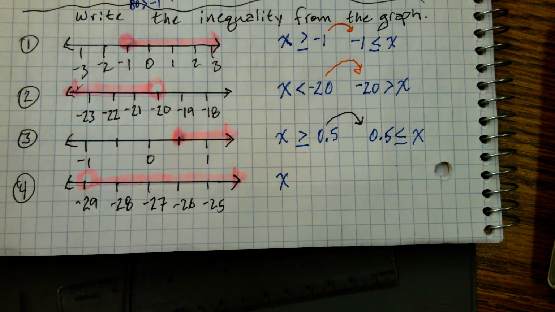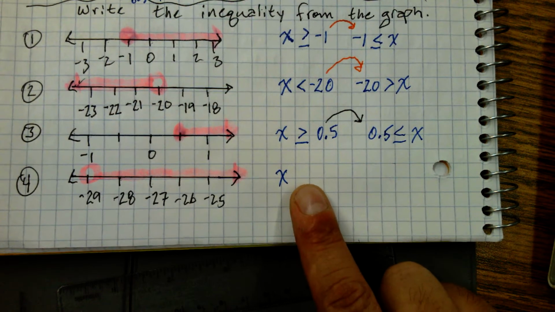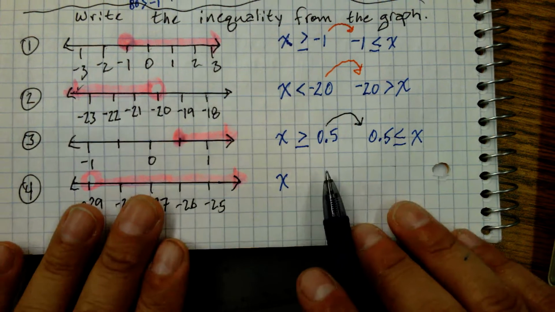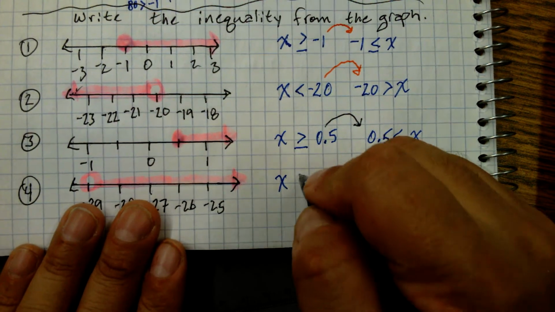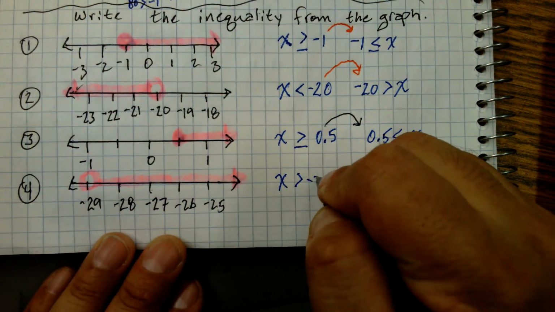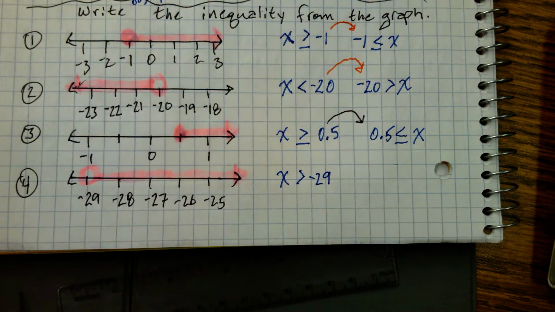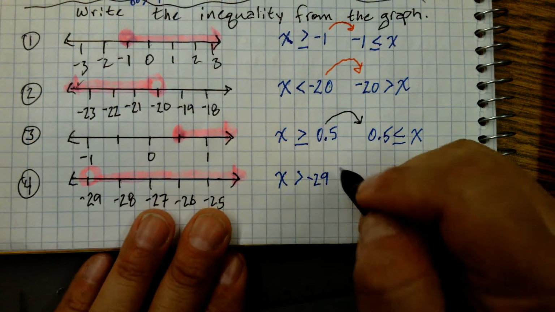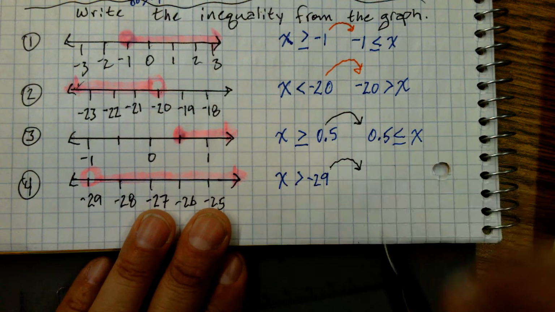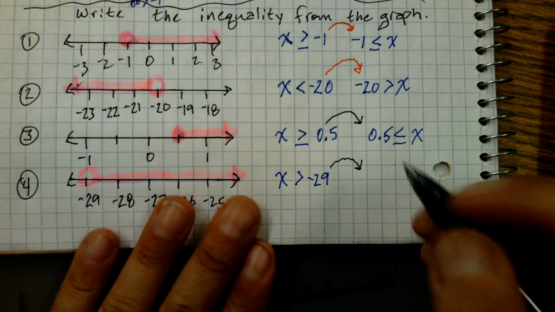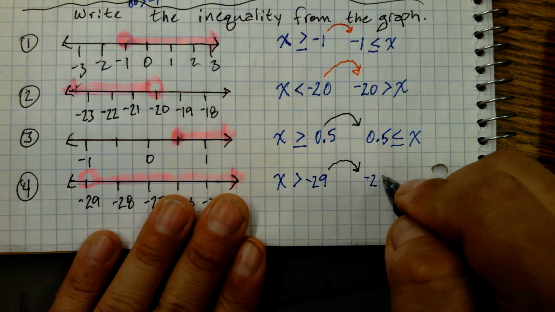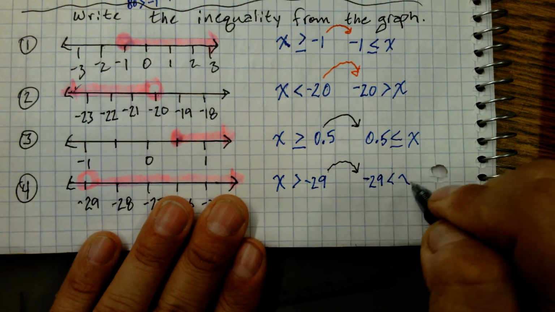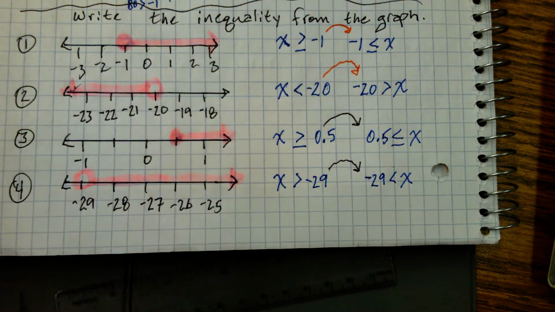Okay, let's do the last one. Do we need the bar underneath? Do we? No. Which inequality, less than or greater than? Greater than. And that's negative 29. Okay, let's flip this over. Okay, so now we have negative 29 is less than X.